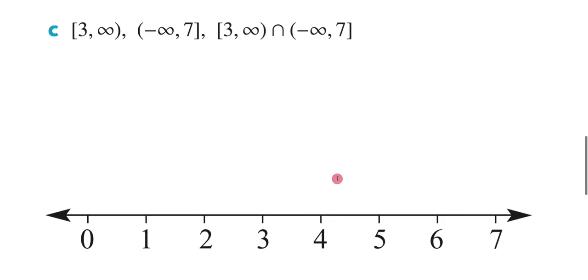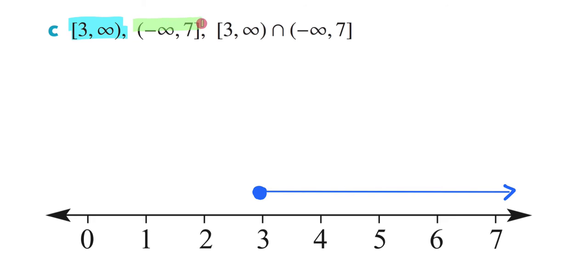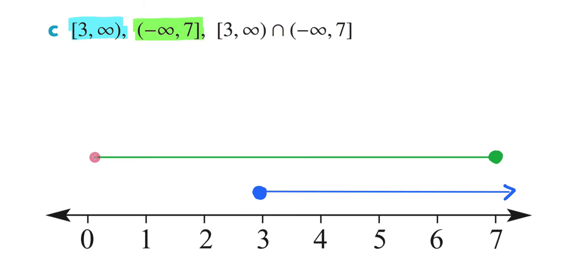Next, we're asked to draw 3 to infinity with a square bracket on 3. So I'm going to come here, put in a closed circle because I have a square bracket. Put in a line. Next, I have to put in -infinity to 7 with a closed or square bracket. Let me get my pen. So that's going to be at 7 with a filled in circle, and then going all the way to -infinity.